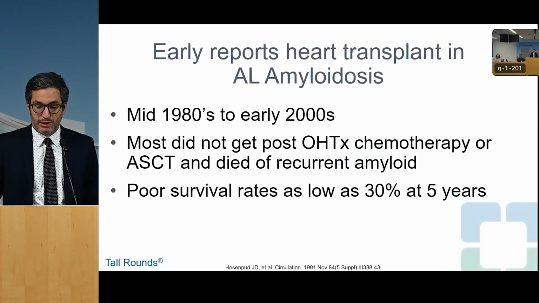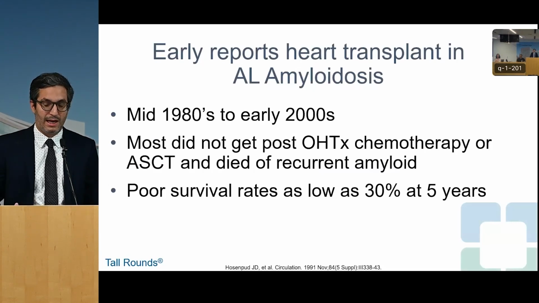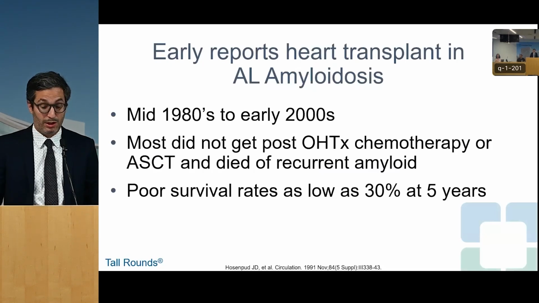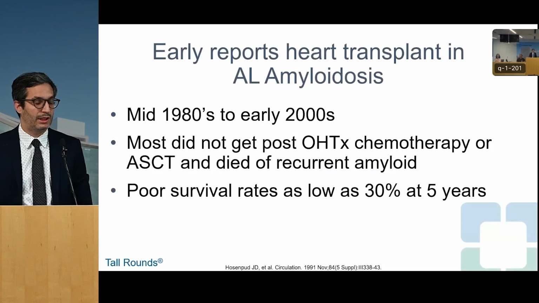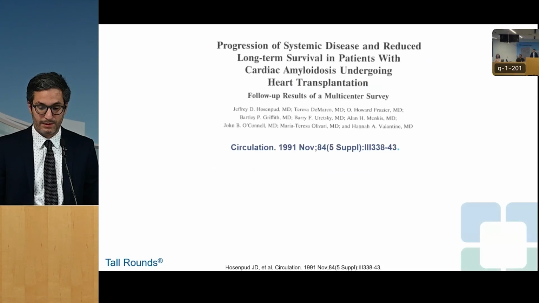Early reports of heart transplant with amyloidosis were mainly in AL, from the mid-1980s to the early 2000s. A majority of these patients did not have chemotherapy or stem cell transplant after heart transplant, so they died of recurrent or systemic amyloidosis. The survival rates were really low, as low as 30% at 5 years.